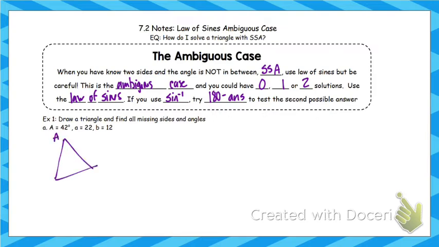So we're going to draw our triangle. Angle A is 42, side A is 22, and side B is 12. So this is side-side angle, because again, I don't know the angle in between the two sides. All three letters are not different. I have two of the same letters. So I'm going to set up law of sines. Sine 42 over 22 is equal to sine B over 12. So we'll cross multiply.